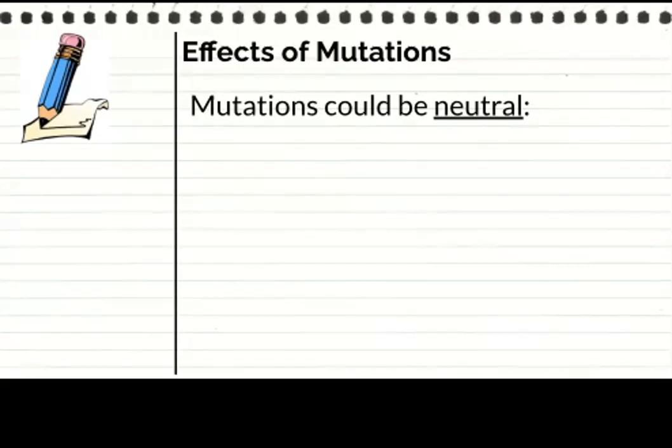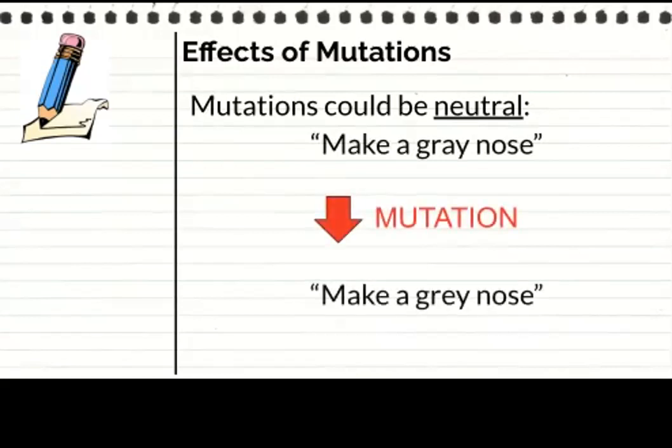For instance, the DNA code says, make a gray nose, but there's a change in the DNA somewhere, and instead of saying gray, it says grey. It doesn't affect it, right? We had a change in the message, gray with an A versus grey with an E. And don't ask me, I have no idea what the difference is. I'm sure you can Google it. But they're both gray. And so it's not going to affect the organism either way. Okay.